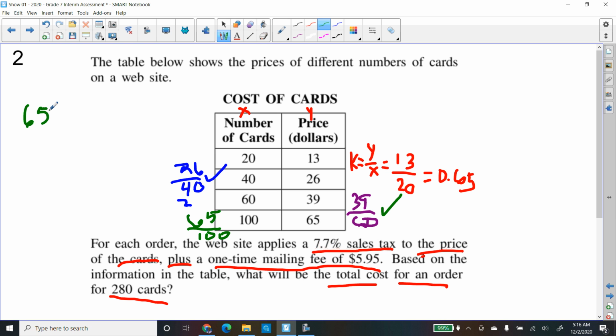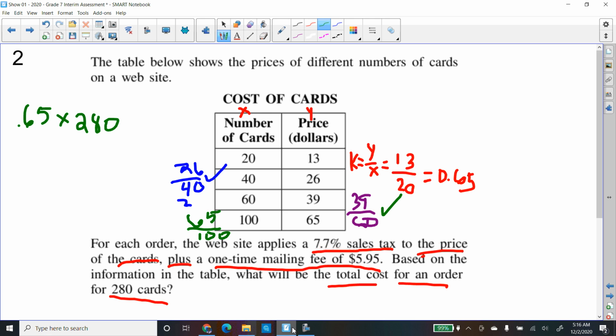Well, I want how many cards? 280. So why don't I multiply this by 280 just to see how much it's going to cost for 280 cards? There's more than one way of doing it. I can get a couple hundred cards and then get 60 more cards and get 20 more cards. Since they're all the same price, it's going to all come out the same. But I'll do it this way using the unit rate.